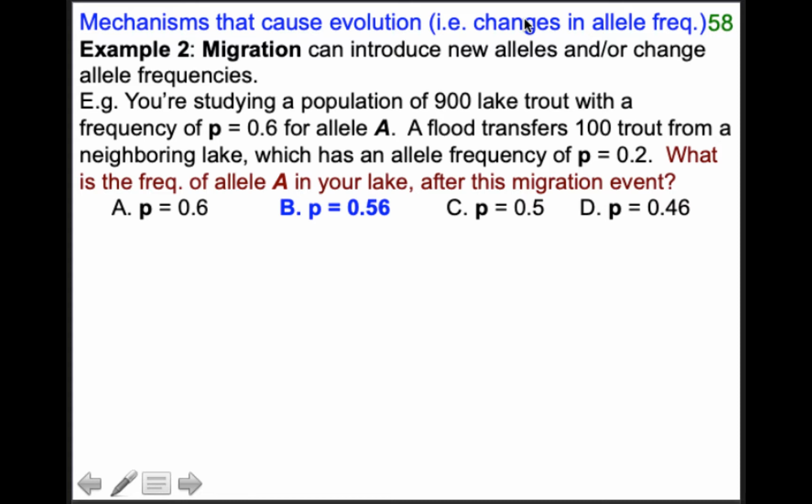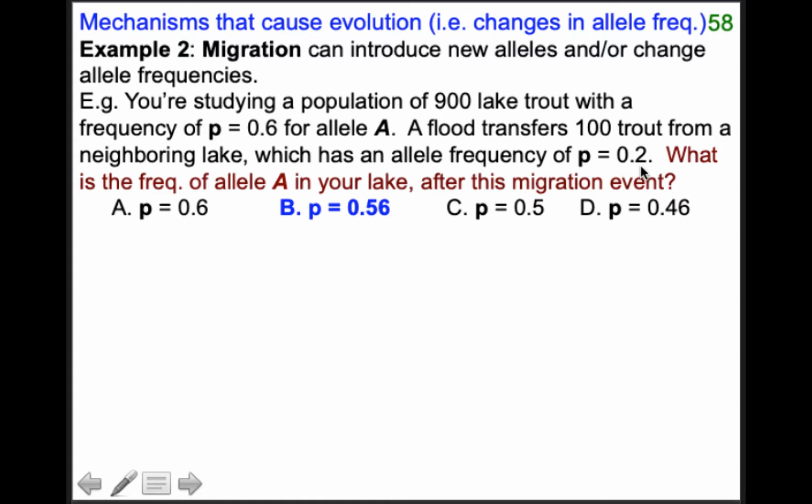So we left off talking about different mechanisms that can break a Hardy-Weinberg equilibrium situation and cause evolution to happen, to cause not just changes in genotypic frequency, but also allele frequency as well. We left off talking about migration as one of those mechanisms. We're looking at an example where 100 trout migrate from a neighboring lake to a lake that we'd already been studying, and we know the p-value for each of those lakes. From there, we could also calculate the q as well if we wanted to.